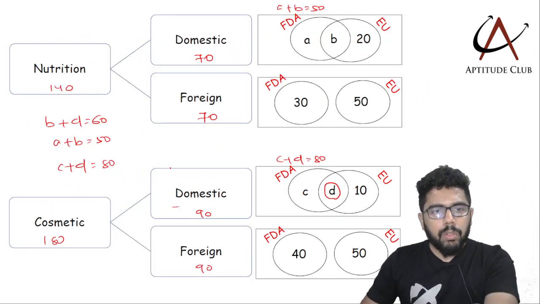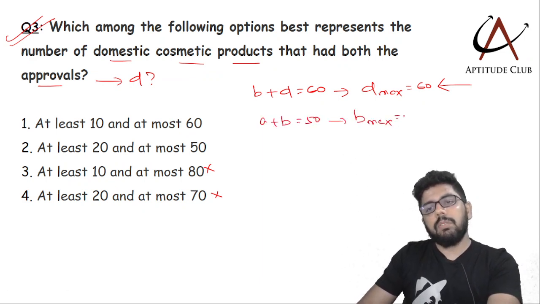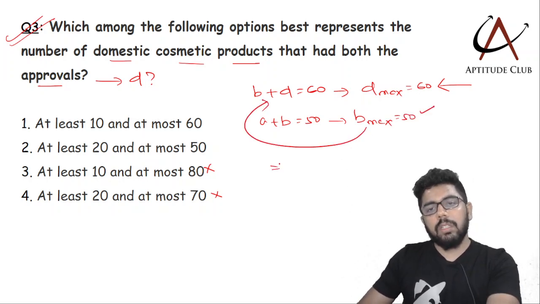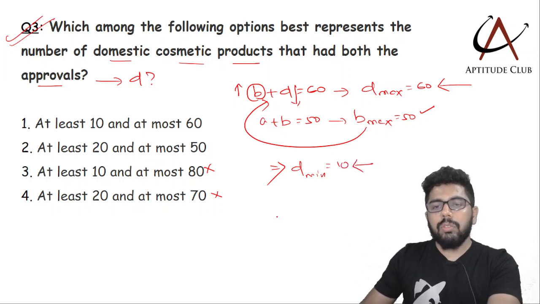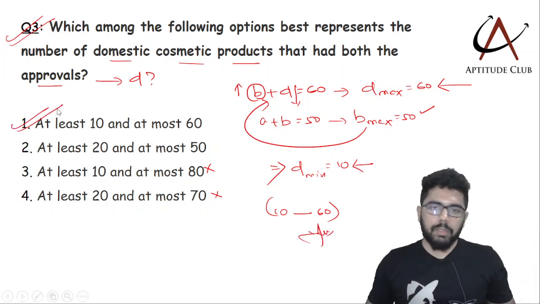Now I have A plus B is 50. So can I say B maximum is equal to 50? To take this B maximum and put it here, if I am maximizing B, then D automatically will be minimized. This implies D minimum will be how much? 10. So D will lie between 10 till 60, and that is our answer. D minimum value is 10, at least 10, and at most 60.